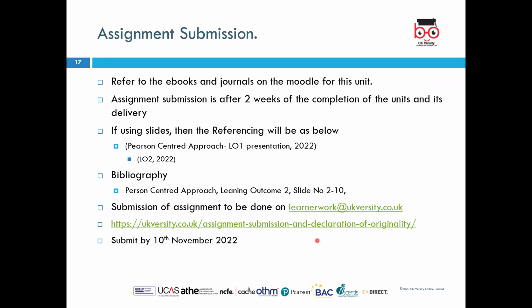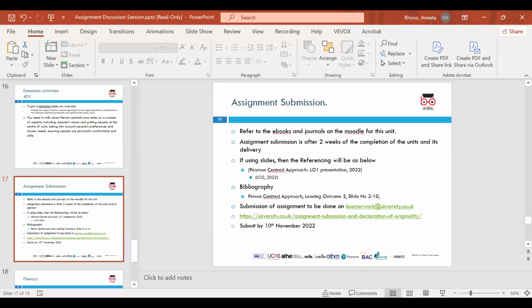So refer to the ebooks that you have for everything. Please reference it. Your submission would be to learnerwork at ukversity.co.uk. Please ignore this date. So we have gone through the assignment discussion on the 17th. So this gives you 2 weeks exactly to finish your assignment and submit it. So your submission deadline will be the 31st of January 2026. I'll write it down over here.